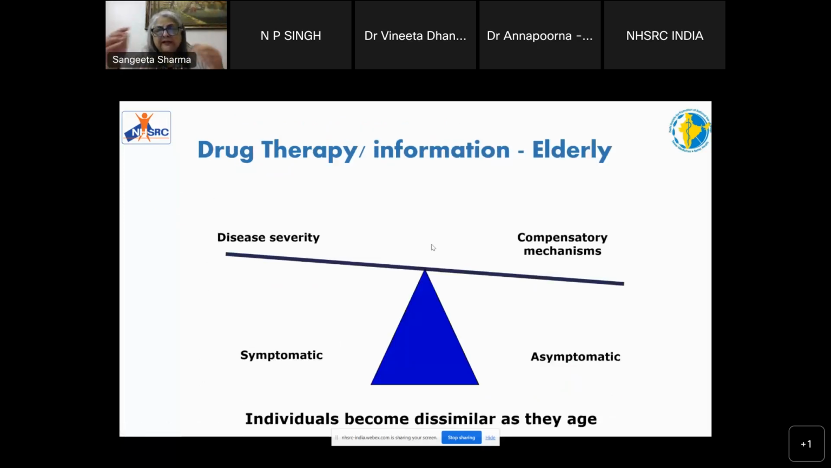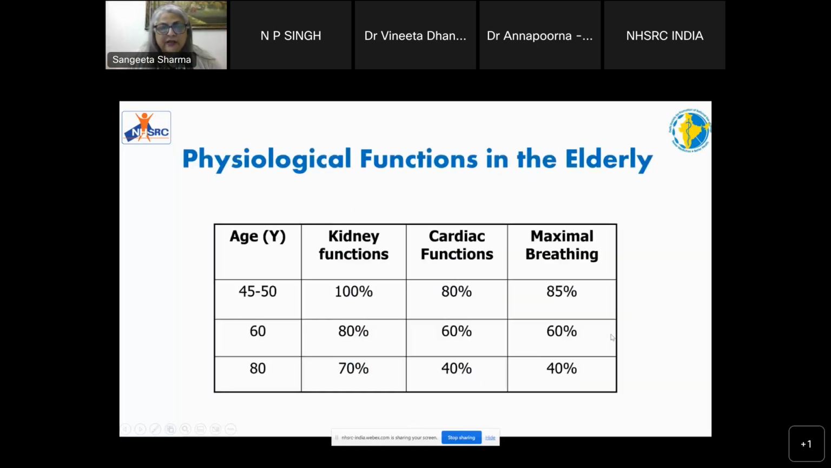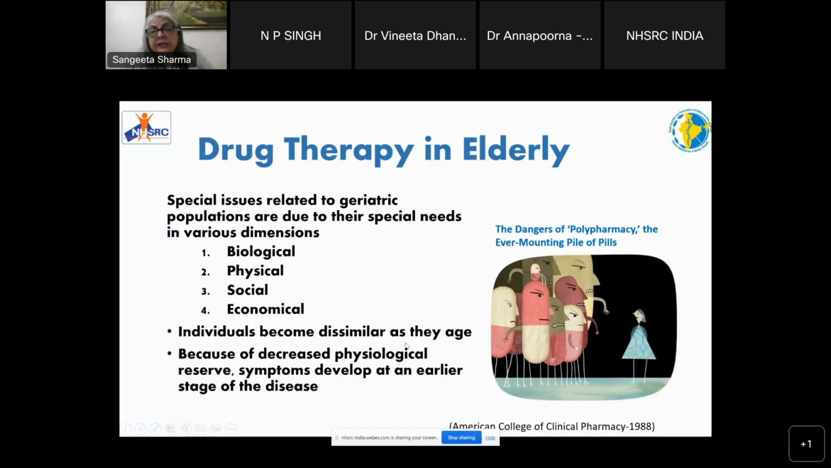Now, in the elderly, you must understand, these people become dissimilar as they age. They don't exactly behave like adults, and each elderly person would be dissimilar as they age, depending on the compensatory mechanisms they have, the disease severity they have, and there is a fine balance difference between symptomatic and asymptomatic patients. There is a physiological decline in function at the age of 60, and then there is further decline in kidney function, from 80% to 70%. So as the decades keep on adding, you can predict a fall in the physiological kidney function, cardiac function, and the breathing function.